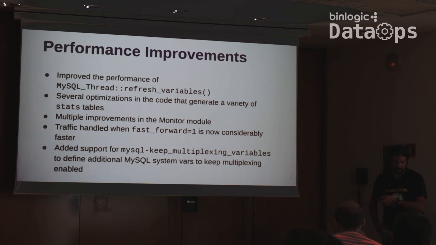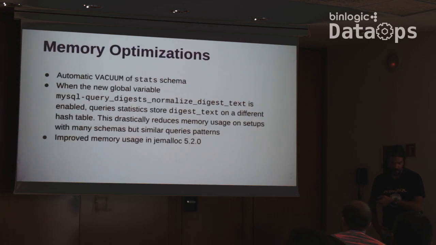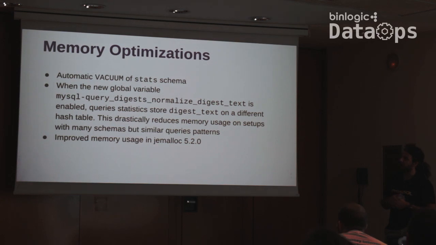I think there are the last two slides or so. So quickly, memory utilization. jemalloc 5.2 is the main thing that improved performance, and we also have automatic vacuum, and also we have these new variables that are able to normalize the amount of information that is stored in stats_mysql_query_digest.